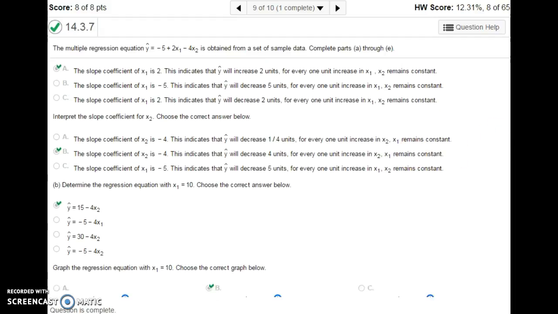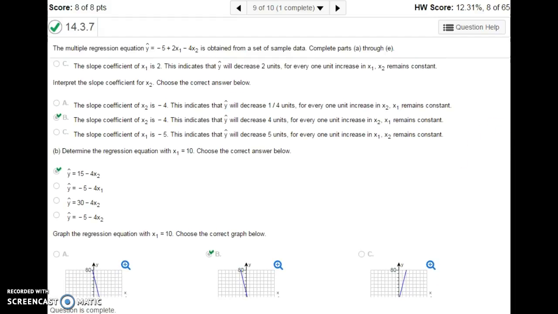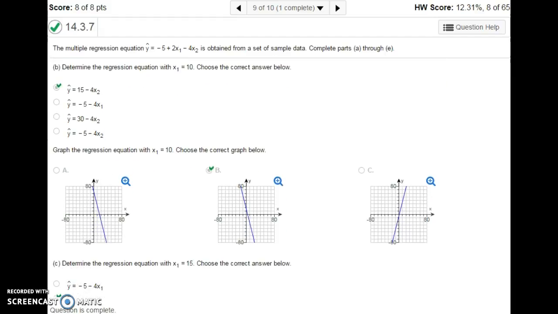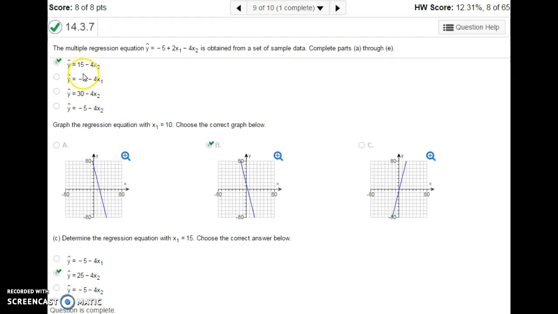And then for the other parts of the problem, they want us to plug values in for x1 and see what effect that has on the graph of our regression equation. So if we're plugging in a 10 for x1, just plug it in there. You'll get 20. And so a negative 5 and a 20 can combine to make 15. And then this part we're not plugging anything in for. So here's our equation when we plugged in a 10. And then graph that. So we're looking for the intercept to be 15 and a negative 4 slope. So these two have a negative slope. This one has an intercept way up by 80. So this one is the one that's right at 15. So it's B.